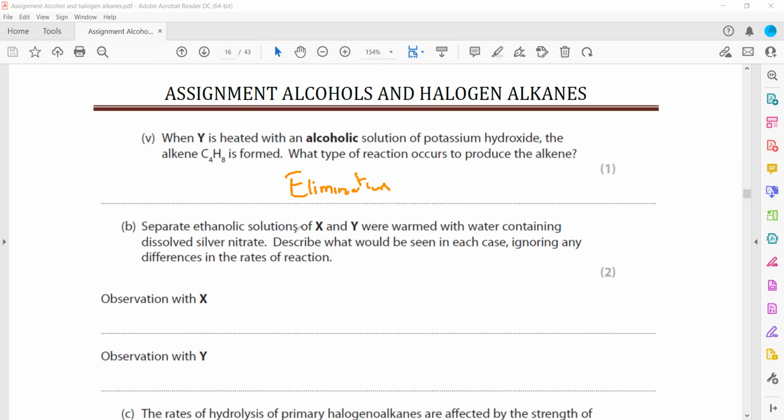Separate ethanolic solutions of X and Y were warmed with aqueous silver nitrate. Describe what you will see in each case. Ignore any difference in the rate. X contains a bromide ion, so it will form silver bromide. What will the observation be? You will observe a cream precipitate. But Y contains an iodide ion. So what is the observation? Sorry, for iodide ion it will be a yellow precipitate. White precipitate is for chloride ion. So this will be a yellow precipitate.